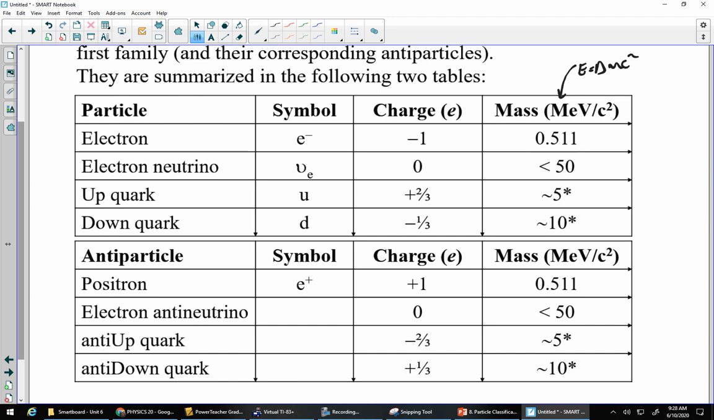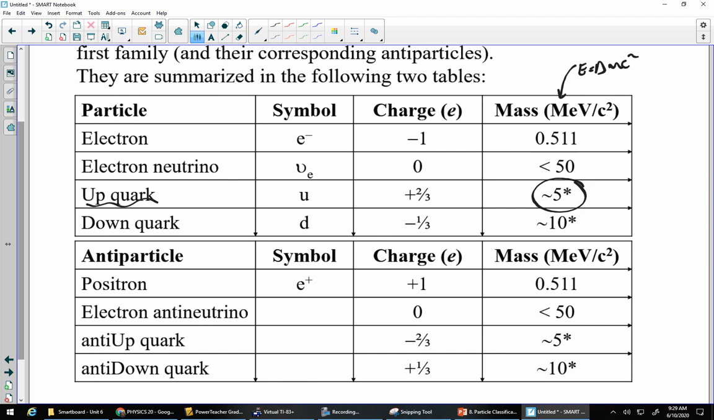When you see this, for example, an up quark has a mass of approximately 5 mega electron volts per speed of light squared, and if you're using it in a question, just use 5. Right, just use 5. And now that I'm thinking about it, I think there's actually a typo on this for the neutrinos.